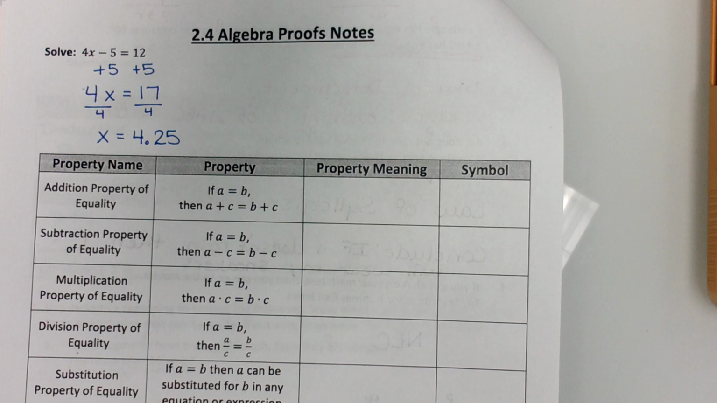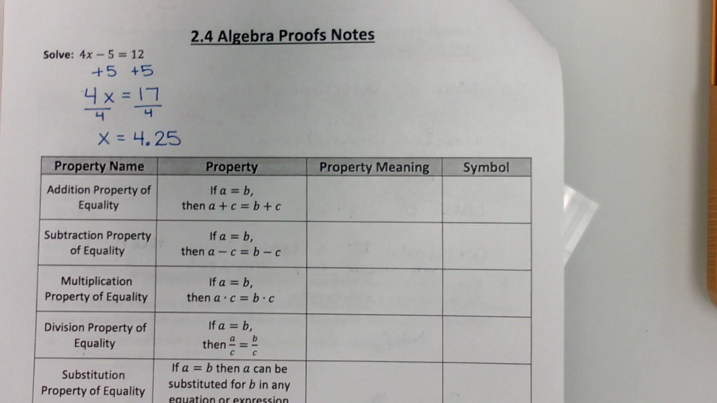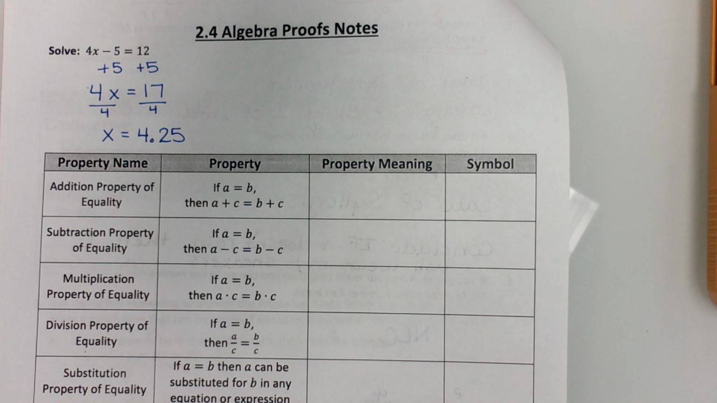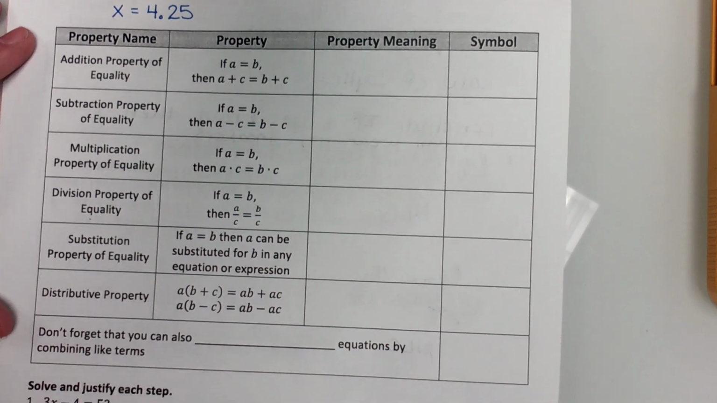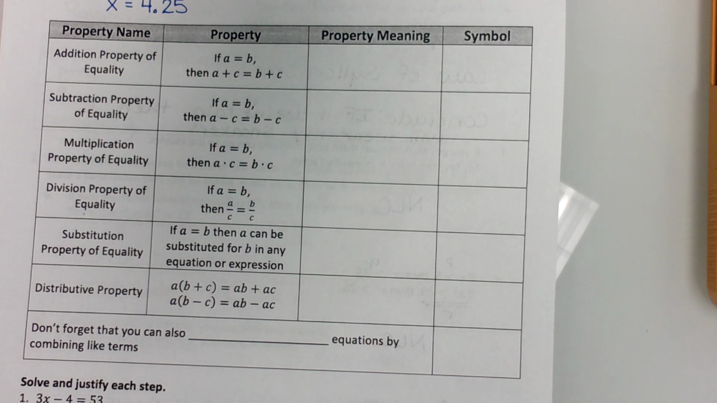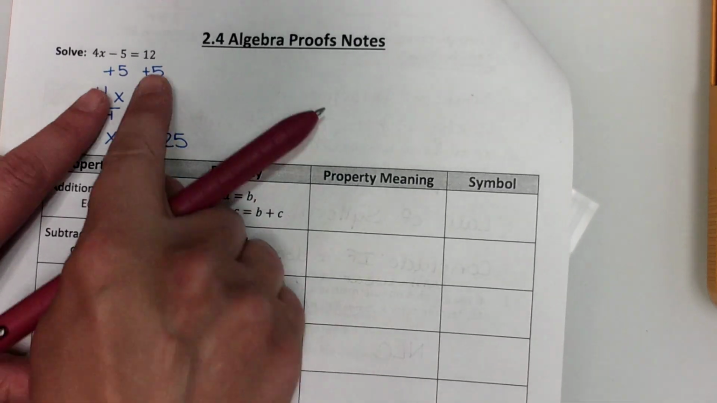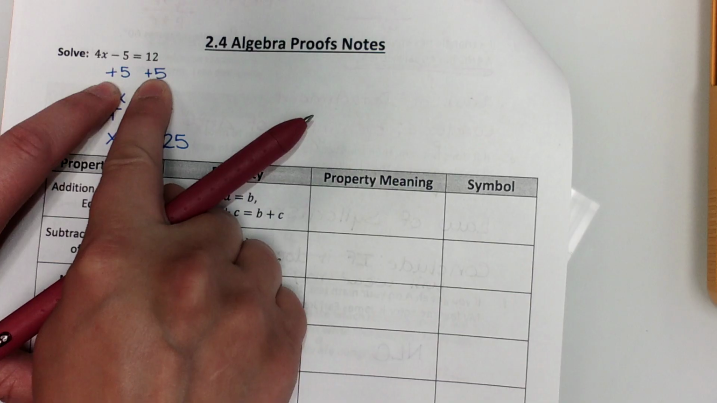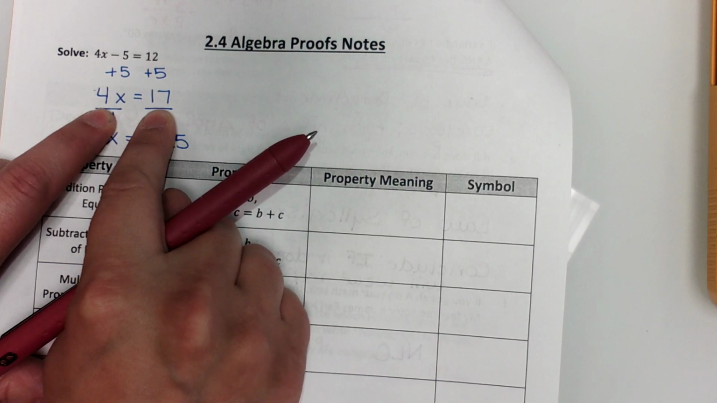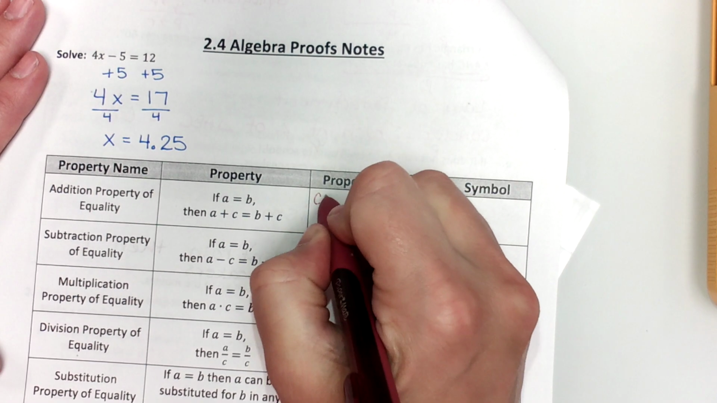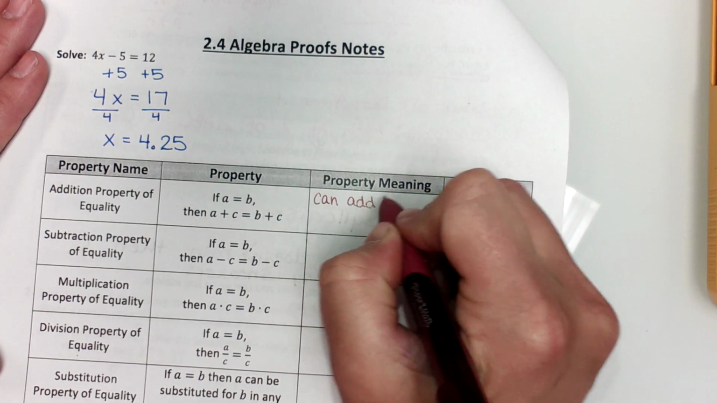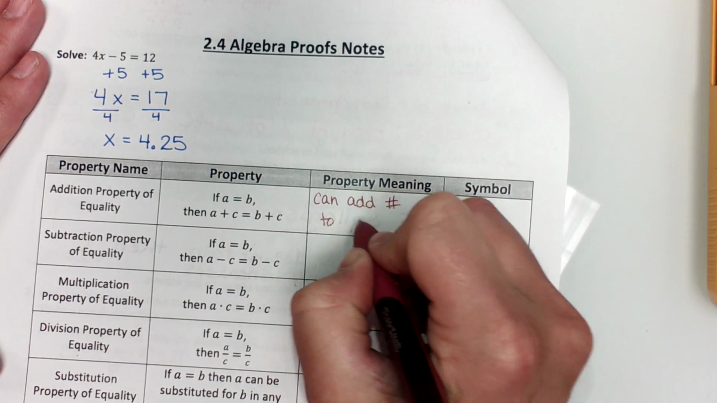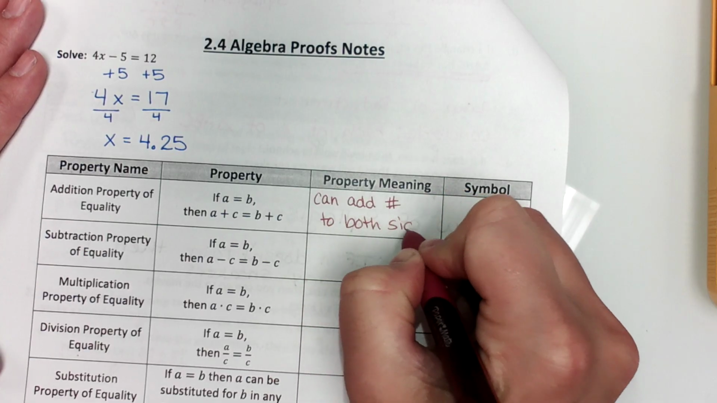Now, as we go through this process, one of the things that we do in a proof is we not only show our steps, but we show our reasoning as to why we're allowed to do that. And so that's where a lot of properties, many of which you already know, come into play. The addition property of equality. That is this idea that I'm allowed to add 5 to both sides to change this into 4x equals 17. So, the fact that I can add a number to both sides is what that property means.